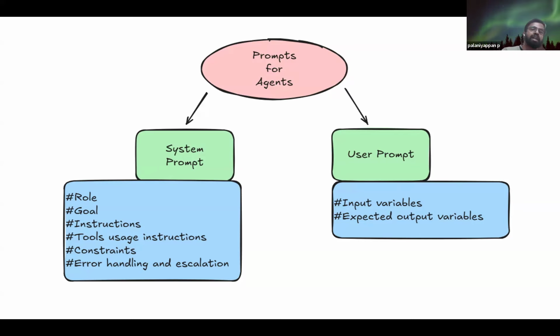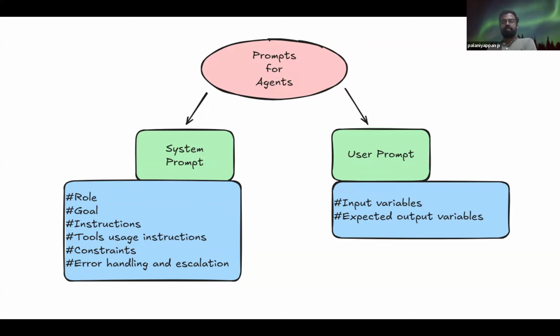So let's say you're trying to define the role of that agent, define the goal of the agent, and add further instructions like step-by-step instructions, like few-shot prompting. Then you add tool usage instructions, like chain of thought prompting, and then constraints like negative prompting, and error handling and escalations. If you define these with those types that we saw so far, then it is so-called system prompting.